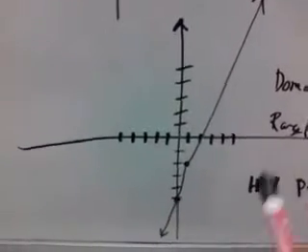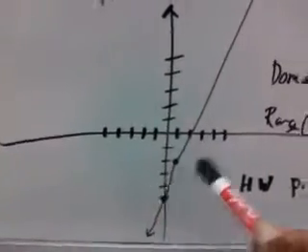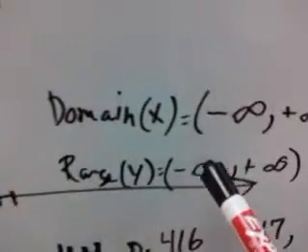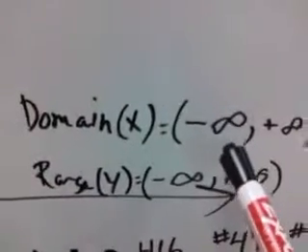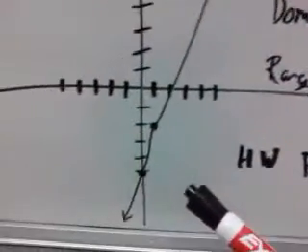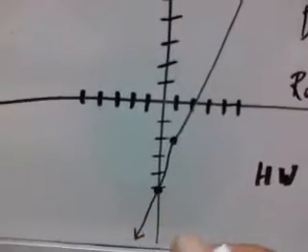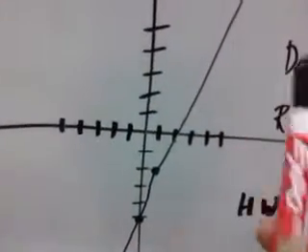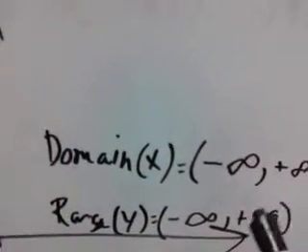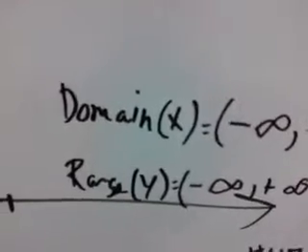X can continue indefinitely to the right and the left. So the domain is represented by x. So x can go from negative infinity to positive infinity. It can go indefinitely to the left because that's where the arrow goes, indefinitely to the left and indefinitely to the right. So that's why we have the domain from negative infinity to positive infinity. And that's what we usually have for a linear function.